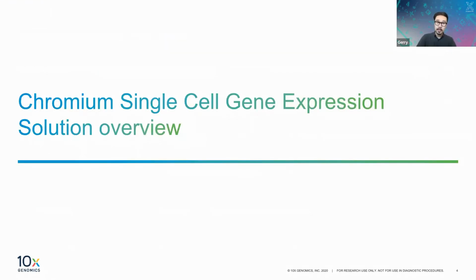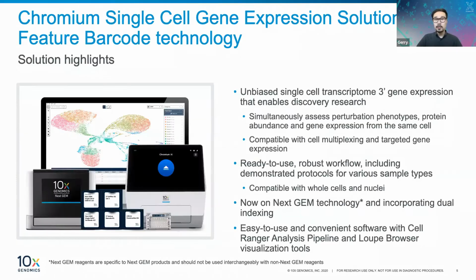The Chromium single cell gene expression solution overview. Okay, so the Chromium single cell gene expression solution with feature barcoding technology enables gene expression analysis at the single cell level. Feature barcoding technology provides the ability to simultaneously assess CRISPR perturbations and also protein abundance, in the case of cell surface protein applications. This solution is ready to use. It has a robust workflow and is compatible with the demonstrated protocols for multiple sample types, including cell lines, primary cells, and also dissociated fresh tissue.